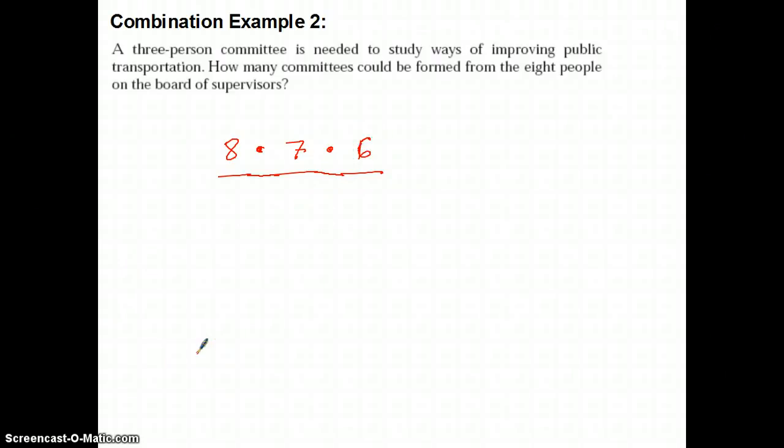Well, what we want is a combination. So we need to divide by the number of ways in which we can arrange 3 people. So we need to divide by 3 times 2 times 1. And what that means is we can cross off the 6 on top and below. And that gives us 8 times 7, which is 56. So we can pick 3 different people on the committee out of a total of 8 in 56 different ways.